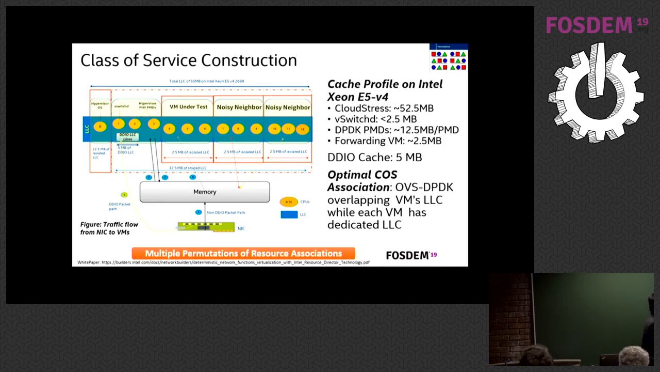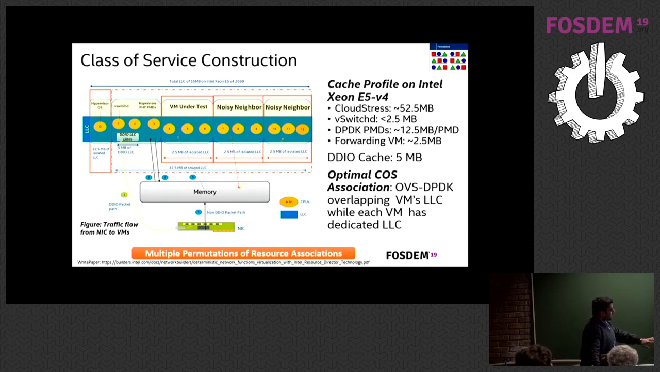So based on that, what we saw was, instead of isolating vSwitch and the VMs, we find a little bit of latency improvement when we shared the cache. A lot of these details are in the PDF that's published on Internetwork Builders. But let's take an example of overlapping vSwitch cache with the VMs. And what you find was pretty good performance improvement.